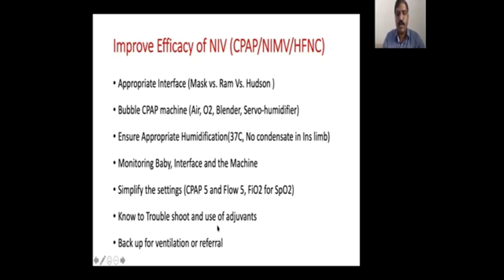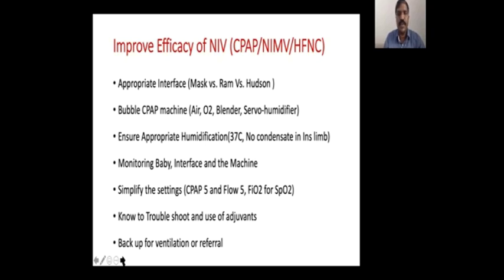So always know to troubleshoot and use adjuvant therapies such as surfactant, feeding, caffeine as early as possible so that the babies remain comfortable on CPAP. And always have some backup ventilation when you're looking after babies who are extremely small, or when you have given one dose of surfactant, still the baby is not improving.